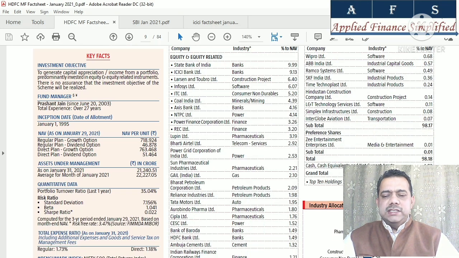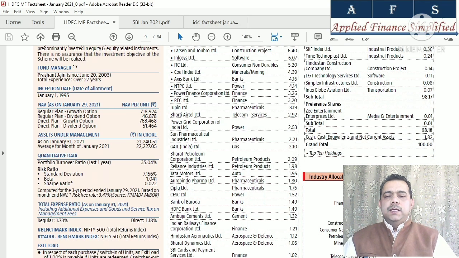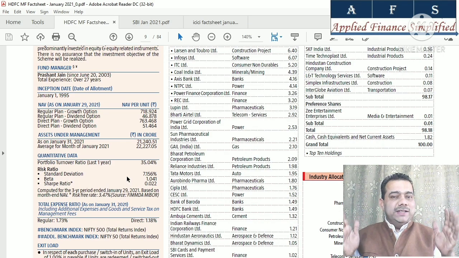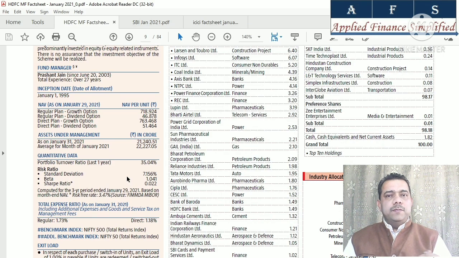Now let's understand what is this beta and the Sharpe ratio. Beta is nothing but how your fund would move as compared to the movement in the index. So when the beta is 1, it means that the performance of the fund is very closely linked to the performance of the index. So if the index tomorrow moves up by 10%, the NAV of the fund will also move up by 10%. But please remember, it cuts both sides. So if the index goes down by 5%, the fund also goes down by 5%.